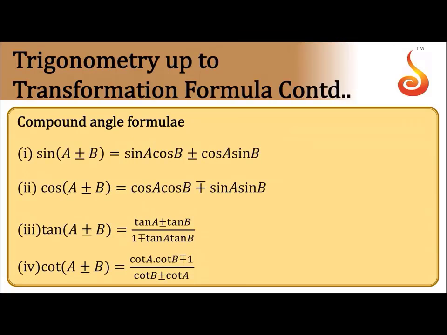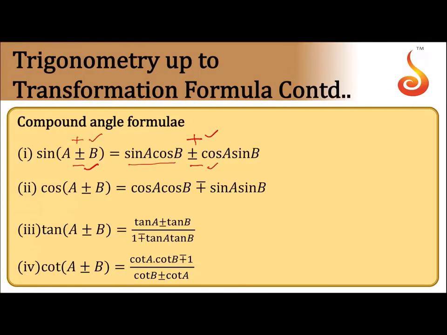Let's go with the compound angles. So the compound angle formulae. We know sine A plus B is sine A cos B plus cos A sine B, whereas sine A minus B is equal to sine A cos B minus cos A sine B. So if it is a plus sign, you take it as positive; if it is a minus sign, take it as negative.